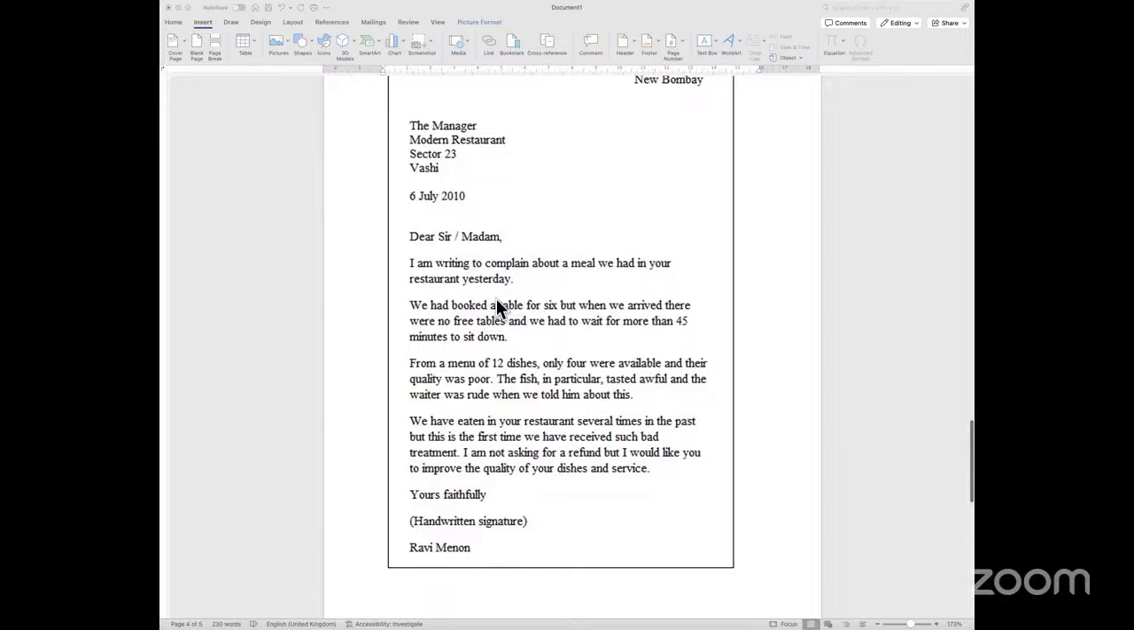And as you can see, it is very clearly written with no confusion in different sentences. And towards the end, as rightly pointed out, it is identifying the closing sentence as "Yours faithfully" or "Yours sincerely" or "Yours truly," and then the person's name. So that is why this is a formal letter.